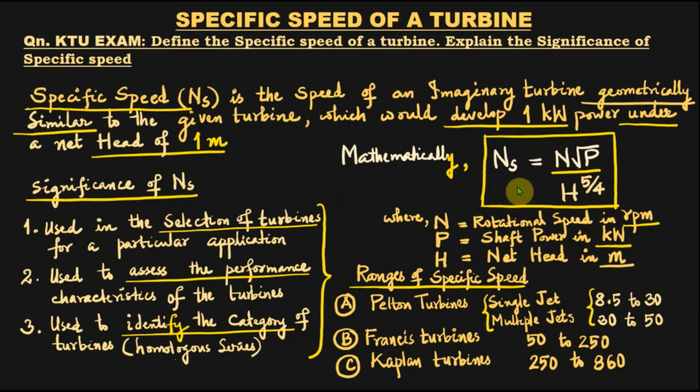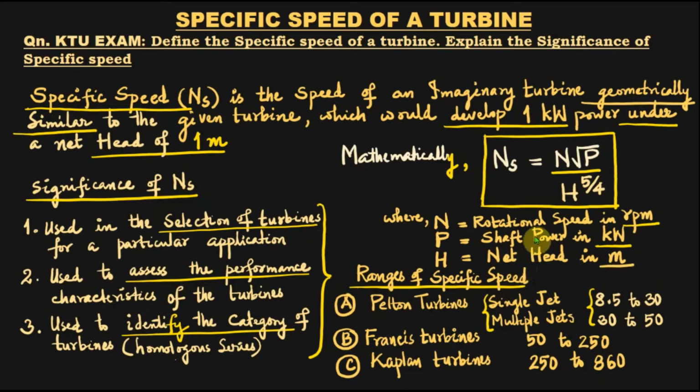And if you want the specific speed in metric units, then the power must be substituted in horsepower, that is HP. Better we use the specific speed in SI units, where the shaft power P is required to be substituted in kilowatts. The net head H must be in meters. Now the ranges of specific speed.